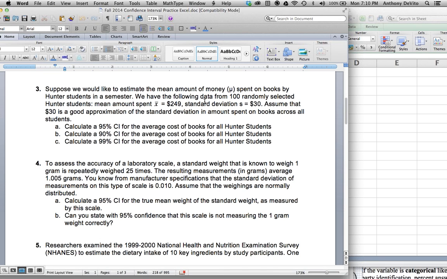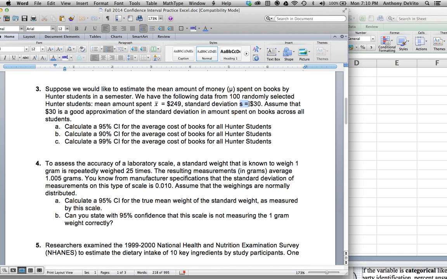Suppose we would like to estimate the mean amount of money, mu, spent on books by Hunter students in the semester. We have the following data from 100 randomly selected Hunter students. This is a little bit of an underestimate. The mean amount spent, X bar, is $249. That could be one textbook nowadays, so that's a little bit out of date. The standard deviation is $30. Not much variability in there.